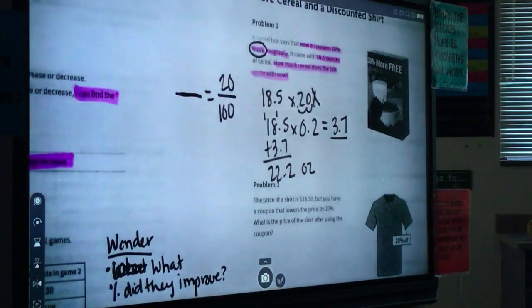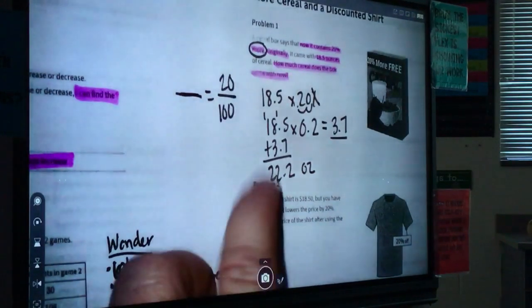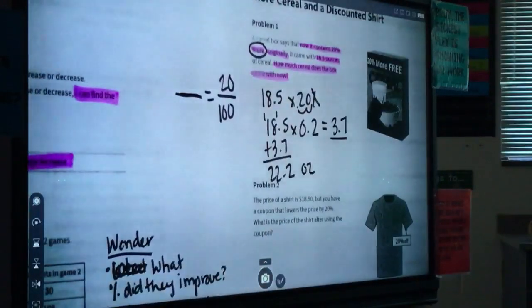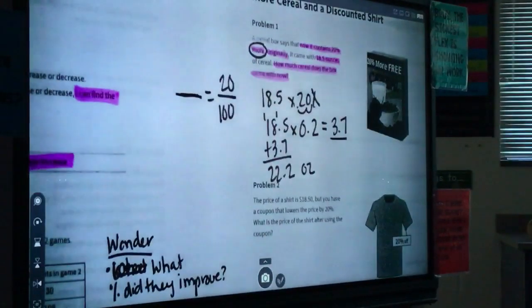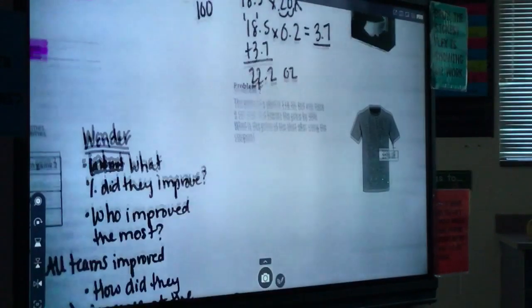All right, questions about that one? How much easier is it to just do this than to do your percent proportion? What do you guys think? Way much easier. Okay. All right, so now let's look at problem number 2.